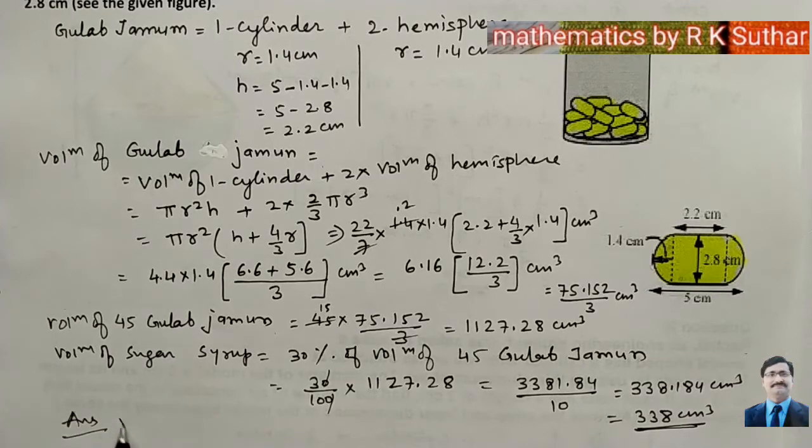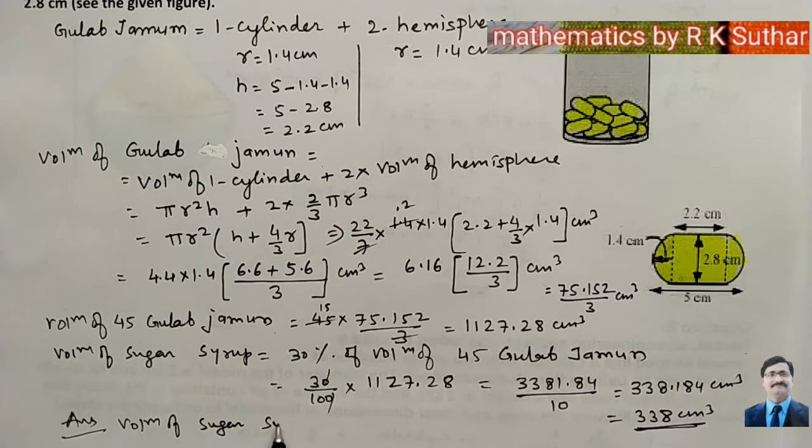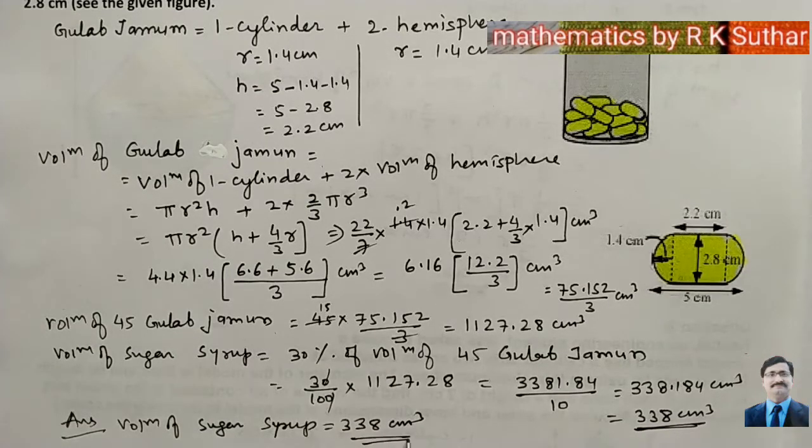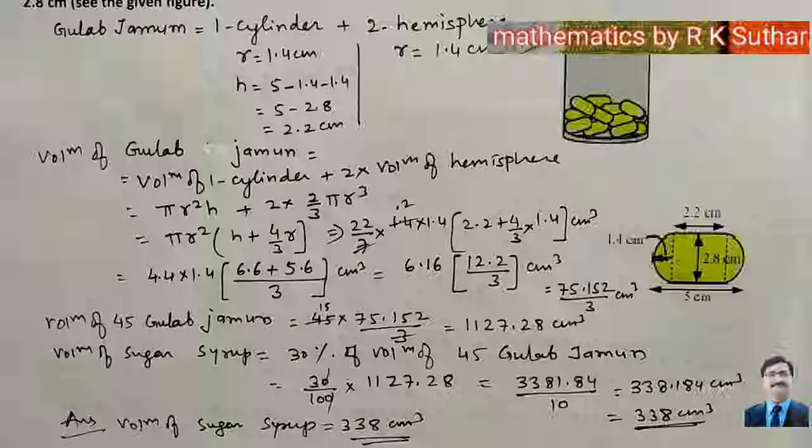Answer: we can write volume of sugar syrup equal to 338 centimeter cube. All of you understand, this is a very important question.